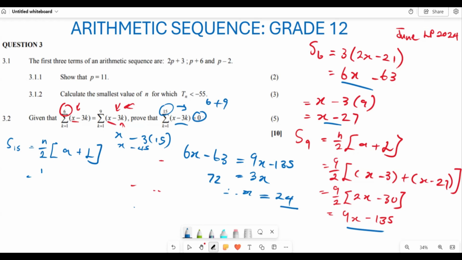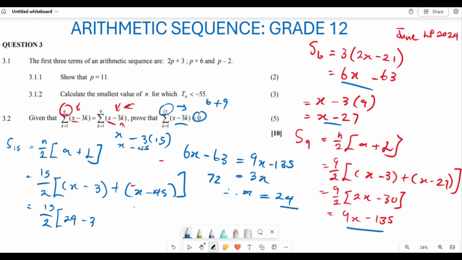So which means now here we are going to say 15 over 2 into what was the a. Now, I want you to look at something. Remember, the a was going to be same as x subtract 3 plus this was going to be x subtract 45, right? But now we found out what was our x, right? So where there is x, we can still substitute with 24, right? So which means this is going to be same as 15 over 2 into 24 subtract 3 plus this is going to be same as 24 subtract 45, right?